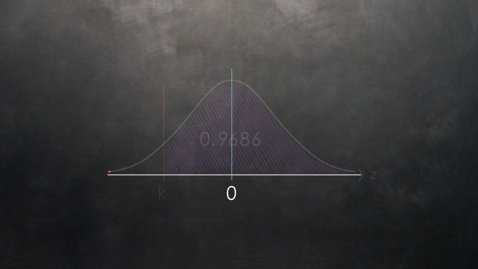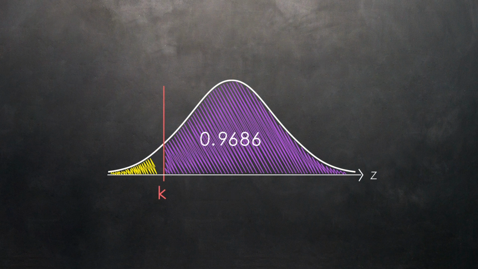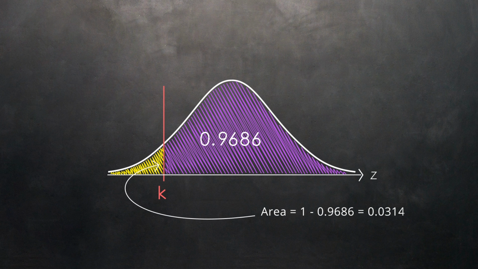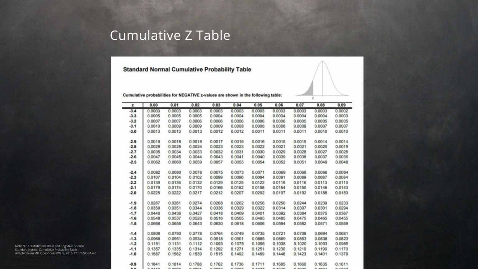Before we can use a z-table to find the z-score, we need to manipulate the given area so that it matches what the z-table displays. The cumulative table works with areas to the left. Here, that means the area we need to look up is 1 minus 0.9686. We look in the center of the cumulative table and see 0.0314 corresponds to a z-score of negative 1.86.